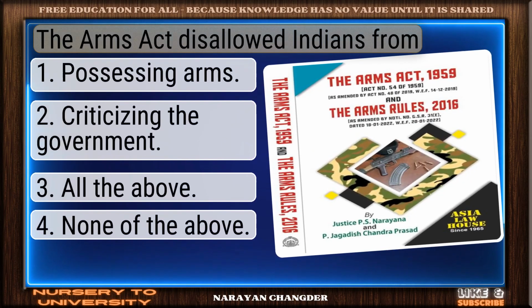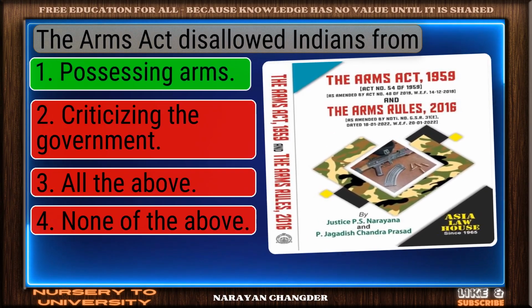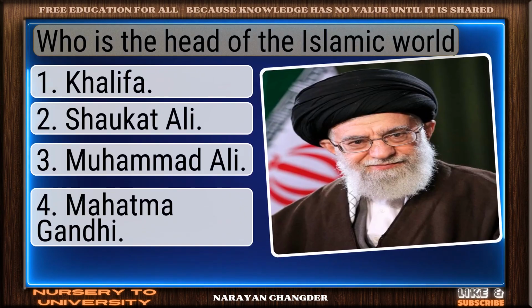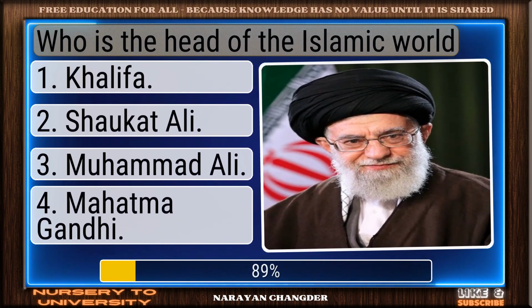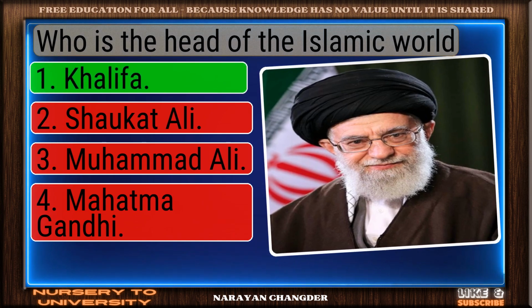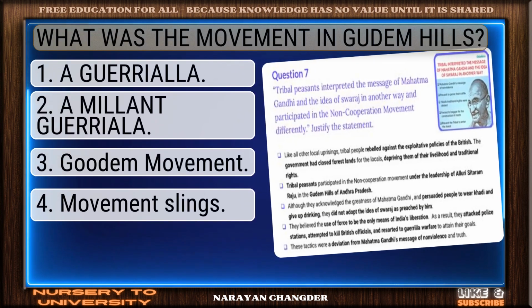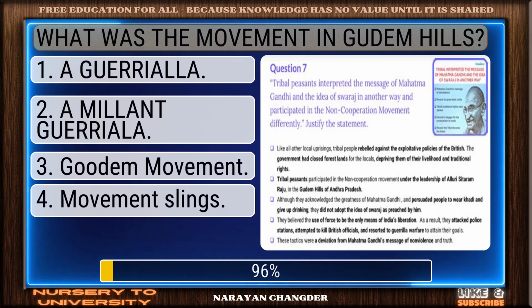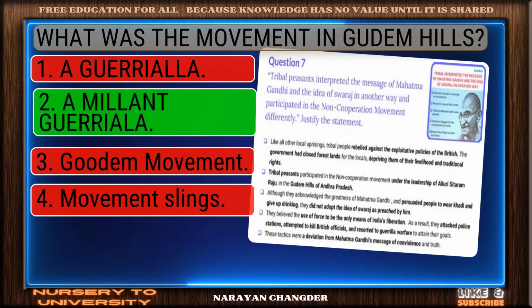The Arms Act disallowed Indians from. You chose possessing arms? Correct. Who is the head of the Islamic world? Nice selection. Khalifa is correct. What was the movement in Gudem Hills? Great thinking. Militant guerrilla is right.